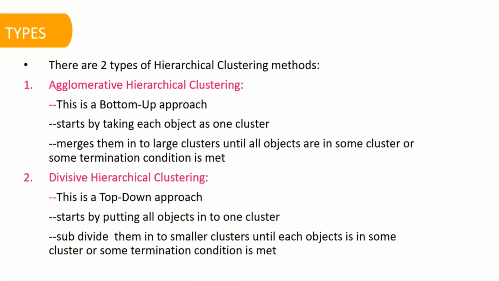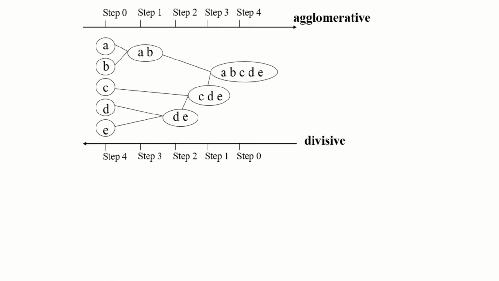On the contrary, divisive hierarchical clustering is a top-down approach. It starts by putting all objects into one cluster and then goes on subdividing them into smaller clusters until each object is in its own cluster or some termination condition is met. So let's look at the diagrammatic representation of agglomerative and divisive hierarchical clustering.